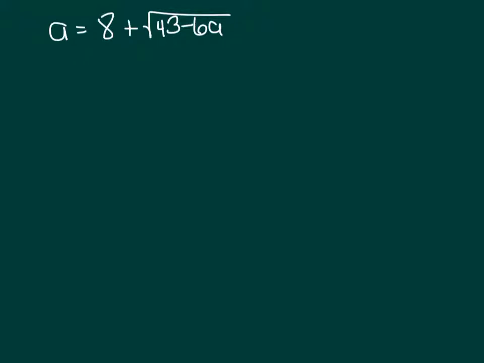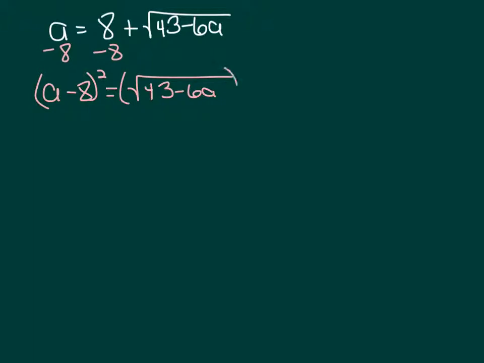Before we square both sides, we need to get the radical by itself. So we subtract 8. So a minus 8 equals the square root of 43 minus 6a. Now we're ready to square both sides. So we square the first term here, double the product. 8 times a doubled is minus 16a, and then square the last, plus 64. Then here the square and the radical cancel, giving you 43 minus 6a.